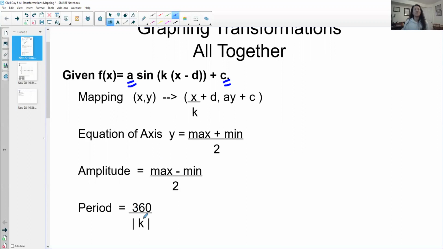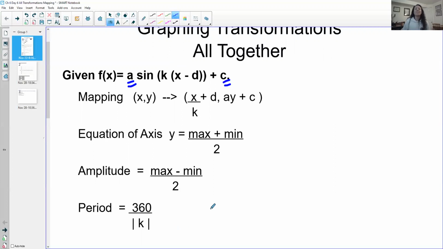The period of the function would be the distance of a cycle. And in order to find that, we're going to take 360 degrees, and there it is, the 360 degrees, and we're going to divide by this. We only worry about the positive value, which is why we have the absolute value signs around the K. If it's negative, ignore the negative. All that's going to do is just reflect it, and we don't want to deal with that right now.